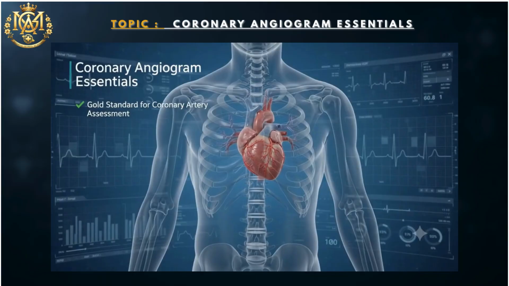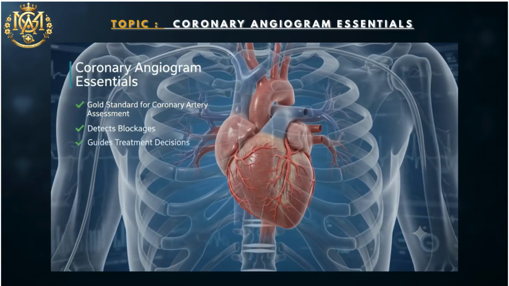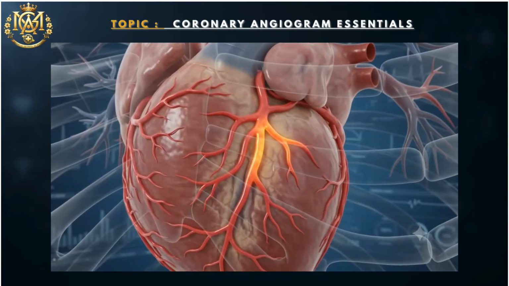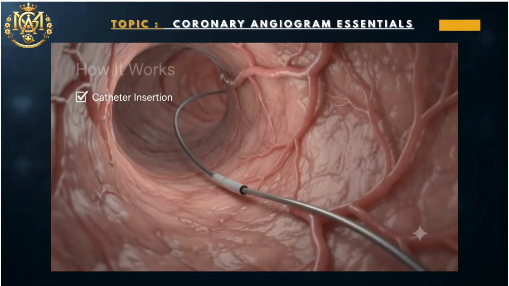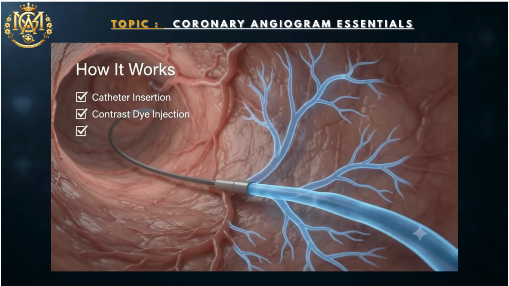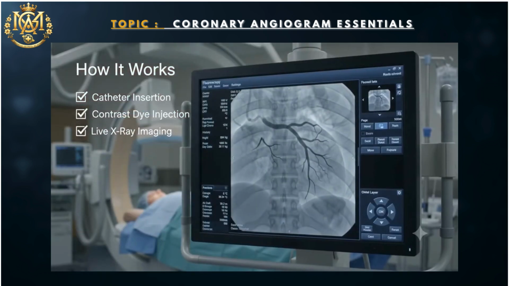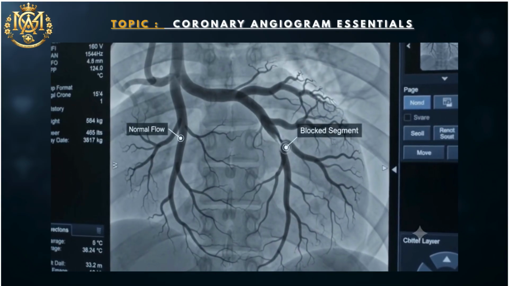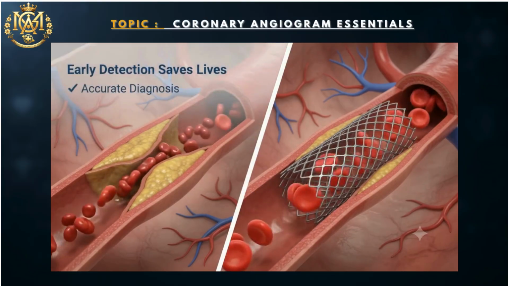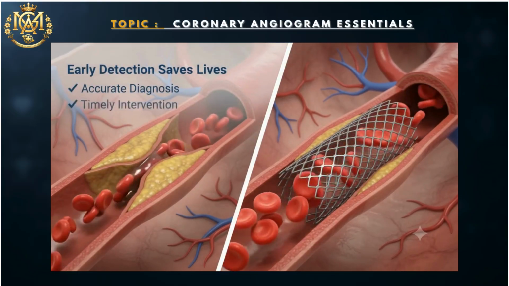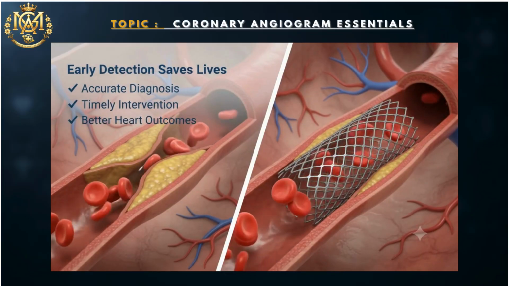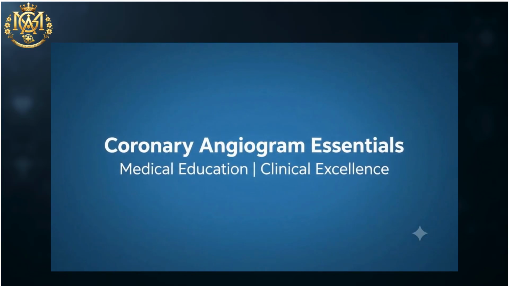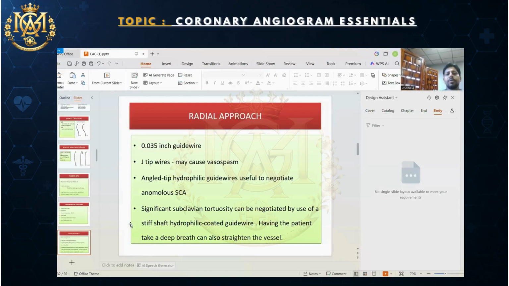Coronary angiography is the gold standard test to visualize the blood vessels supplying your heart. It helps identify blockages responsible for chest pain or heart attacks. During the procedure, contrast dye is injected through a thin catheter, allowing real-time X-ray imaging to reveal the exact location and severity of arterial narrowing. Early diagnosis through coronary angiography enables timely treatment such as angioplasty or bypass surgery, helping prevent major cardiac complications and saving lives.